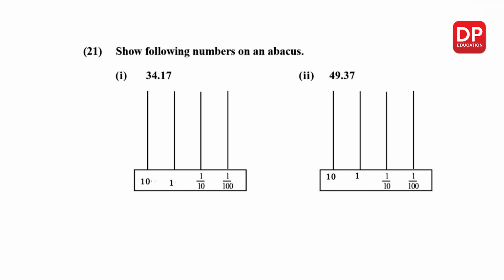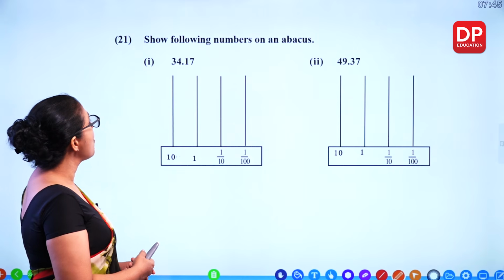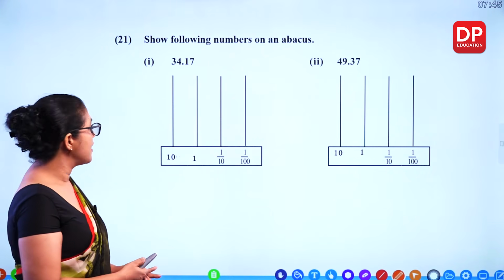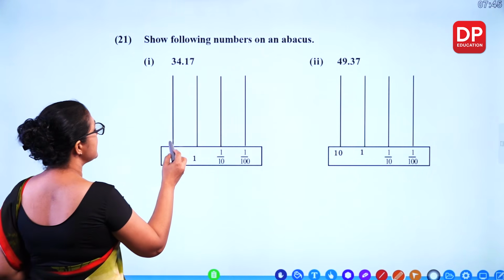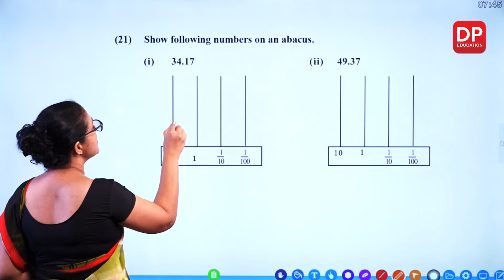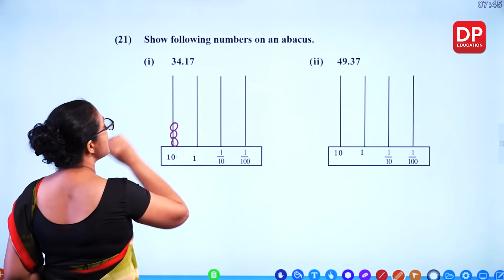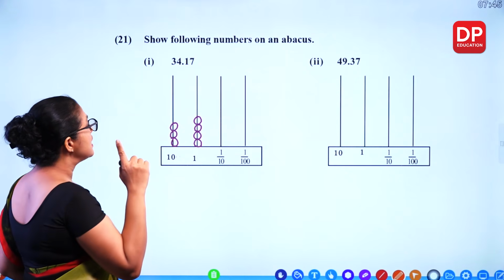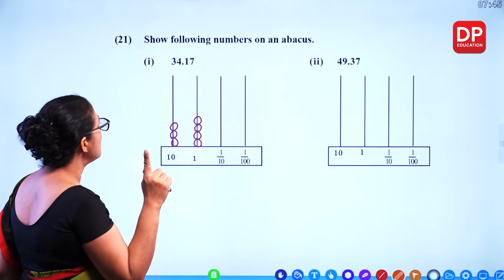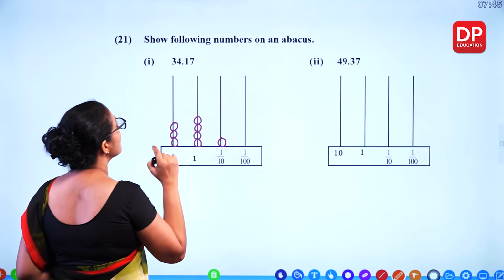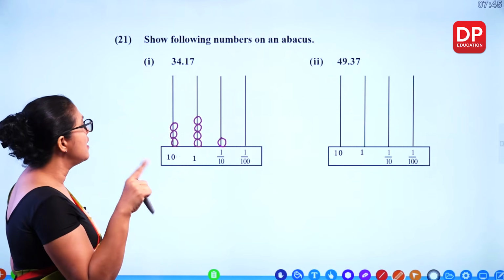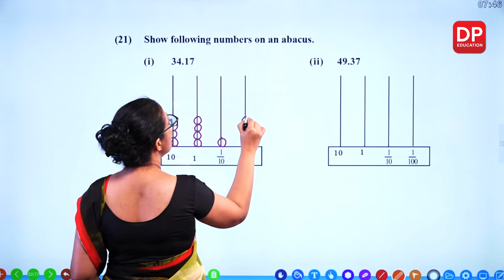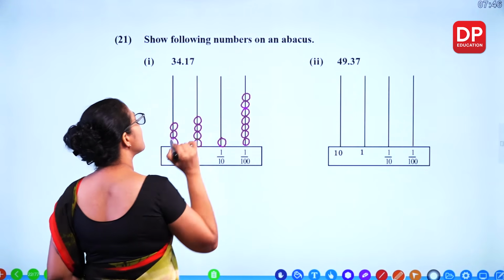Look at this one. Show the following numbers on an abacus. 34.17. So 3 in tens place, you need to put 3 beads. 4 is there in ones place, that means 4. The first decimal place, that's 1. And 7 in the hundredths place. 1, 2, 3, 4, 5, 6, 7.